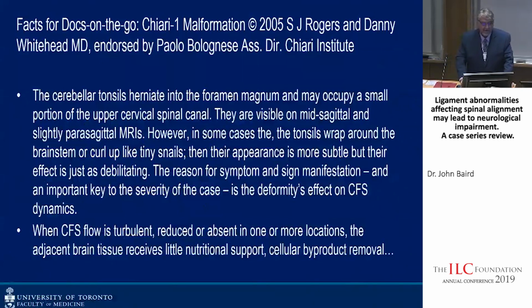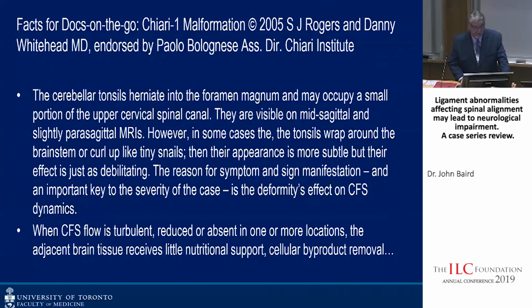So this is a little paper called Facts for Docs on the Go, Chiari 1, and it was endorsed by the Chiari Institute. The cerebellar tonsils herniate into the foramen magnum and may occupy a small portion of the upper cervical spinal canal. They're visible on mid-sagittal and slightly parasagittal MRIs. However, in some cases, the tonsils wrap around the brainstem or curl up like tiny snails. Then their appearance is more subtle, but their effect is just as debilitating. The reason for symptom and sign manifestation, and an important key to the severity of the case, is the deformity's effect on cerebral spinal fluid dynamics.